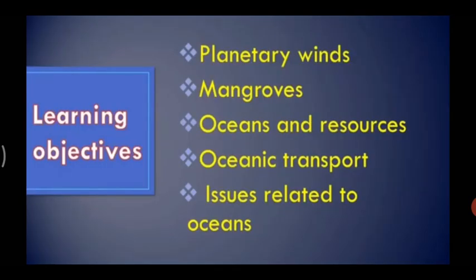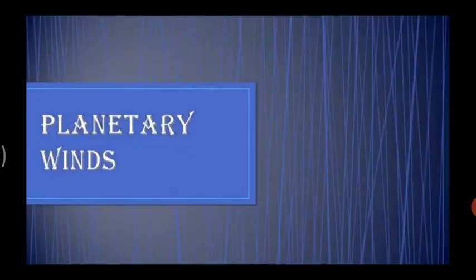In this part, we will learn about the other objectives of the ocean. So, the learning objectives are planetary winds, mangroves, oceans and resources, oceanic transport, and issues related to oceans. The first objective is planetary winds. Now, let us try to understand what planetary winds are.